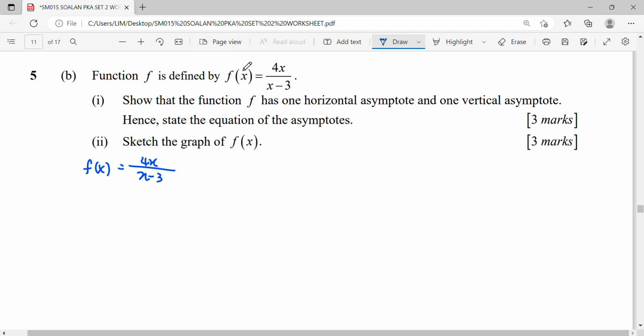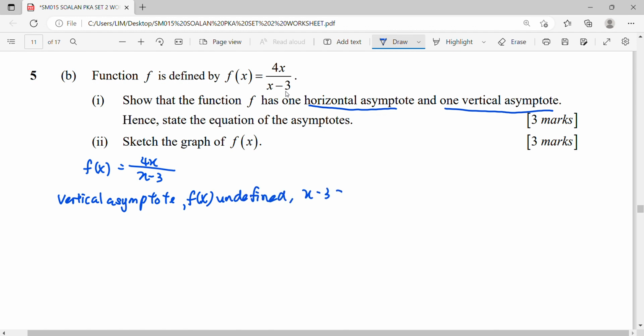Okay, so for this function, show that there is one horizontal asymptote and one vertical asymptote. We find out the asymptotes. For the vertical asymptote, we find where your function is undefined. Your function is undefined at x minus 3 equals 0, so x equals 3. When the denominator is zero, it will be undefined.